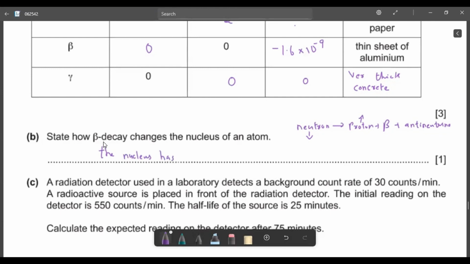The nucleus has one less neutron and one more proton.